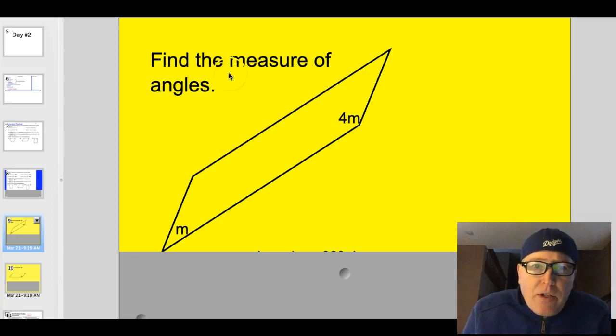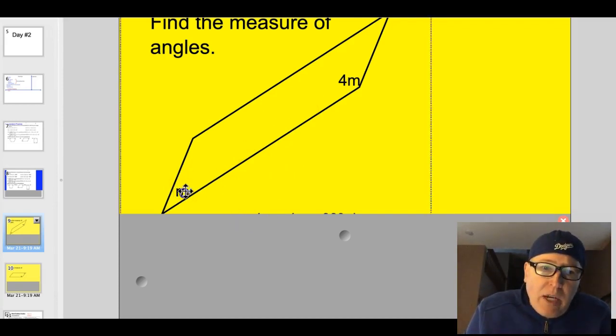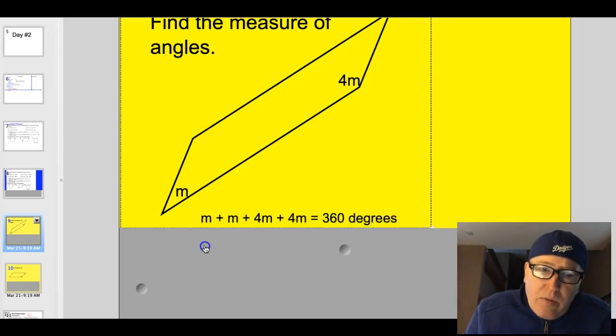So we need to find the measure of the angles in this quadrilateral here, and this is all they give us. Well, we know that if this is an M right here, then this angle over here is an M as well. And if this is a 4M, then this angle over here is a 4M too. So if we put all those together, you have an M plus an M plus a 4M plus a 4M. And altogether, those equal 360 degrees.